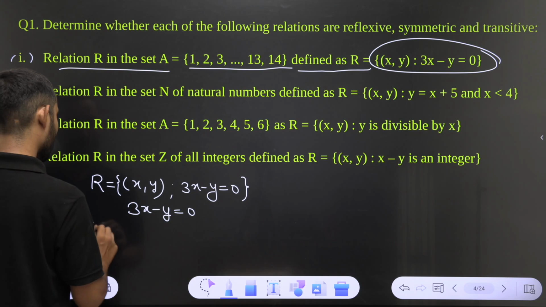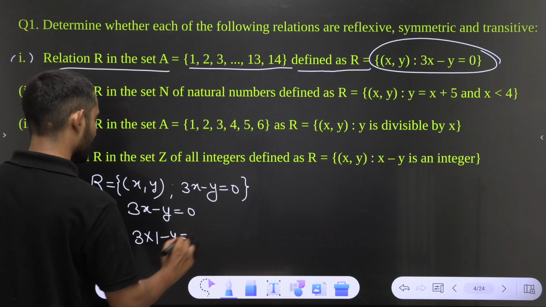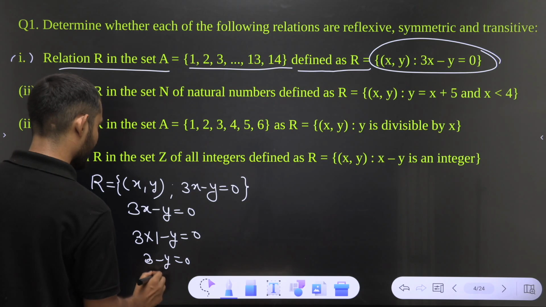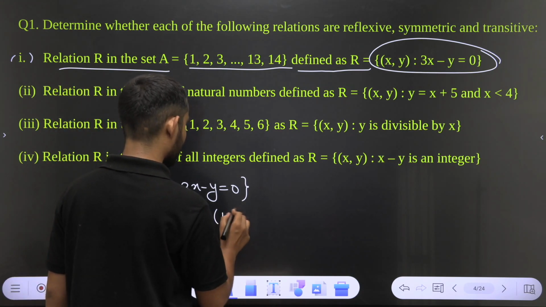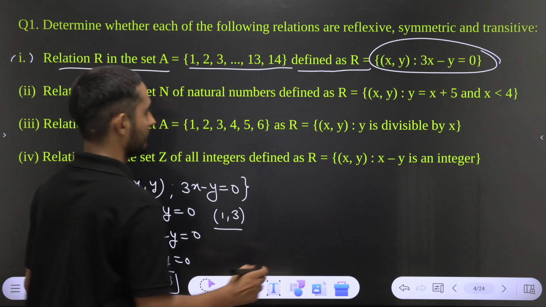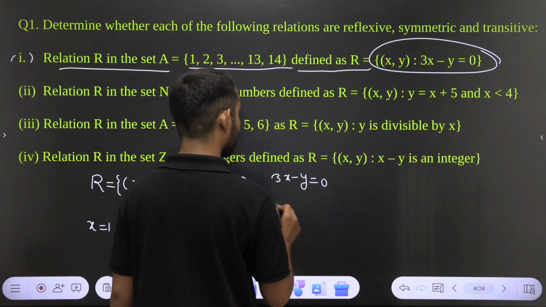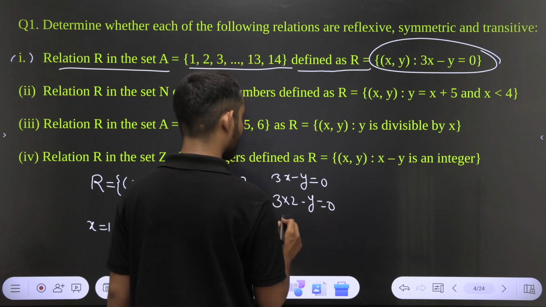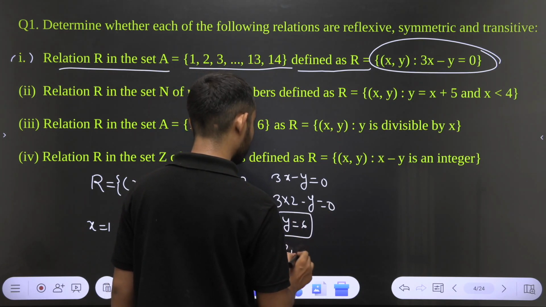Suppose I am putting x = 1, then in this condition 3 into 1 minus y equals 0. 3 ones are 3, minus y equals 0. So from here y = 3, meaning at the value of x = 1, y = 3. So the first one is (1, 3). Second one, 3x - y = 0. In this condition if I put x = 2, then y = 6. It means (2, 6) belongs to the relation R.